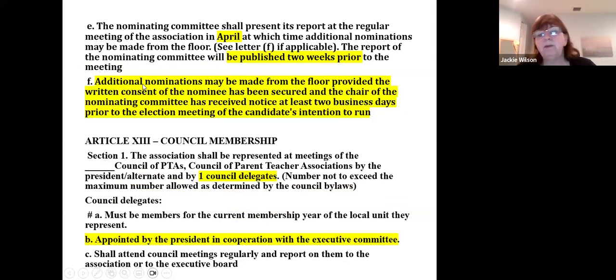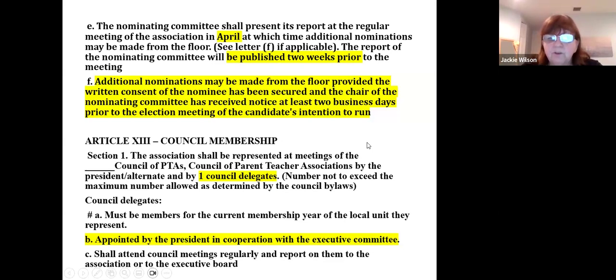Additional nominations may be made from the floor provided the written consent of the nominee has been secured and the chair of the nominating committee has received notice at least 2 business days prior to the election meeting of the candidate's intention to run. You may not have this clause in your bylaws, but it is important to note whether or not you do. And again, this will tell you when that committee's final slate of officers will be published.